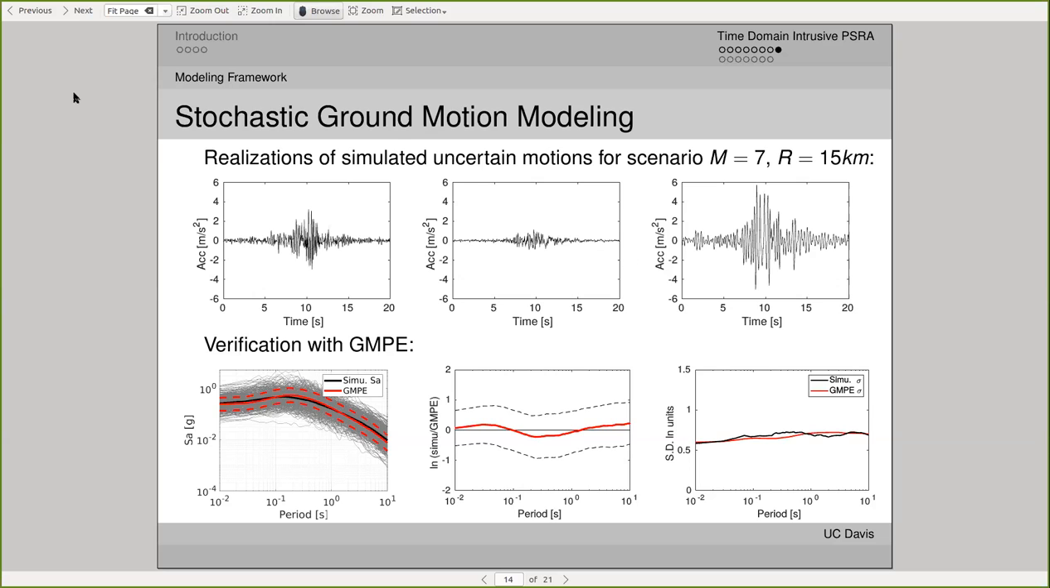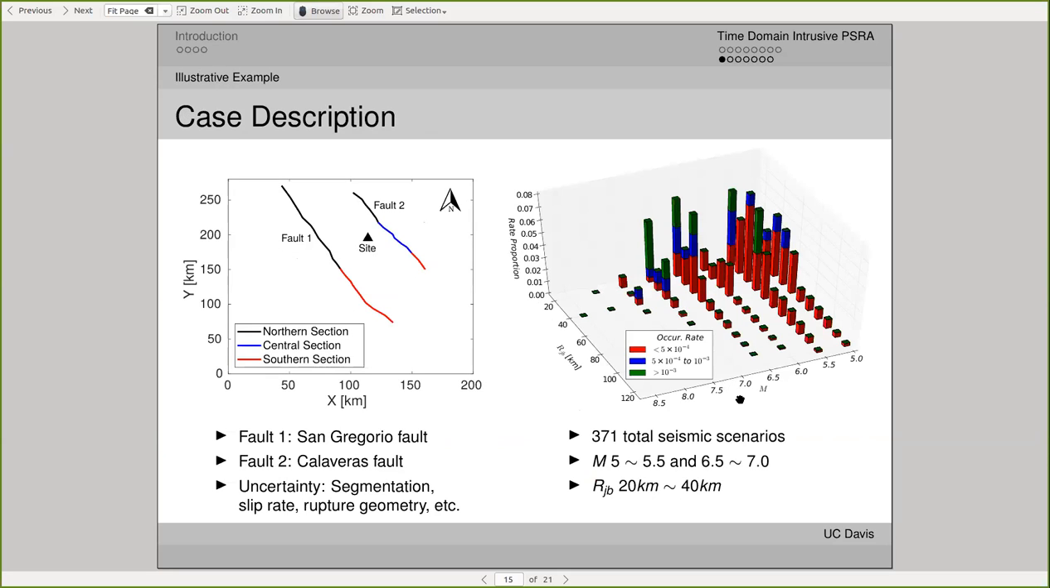and we can calculate the spectral acceleration of these realizations and check them against the commonly used GMPE. As you can see here, the median behavior of our simulated ground motion is consistent and not biased compared with the GMPE. In this plot, I'm showing the standard deviation of the spectral acceleration for the simulated ground motions against the sigma in the current GMPE. We also have a very consistent amount of variability among these simulated uncertain ground motions.